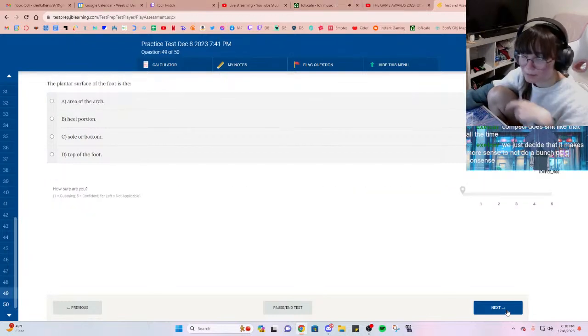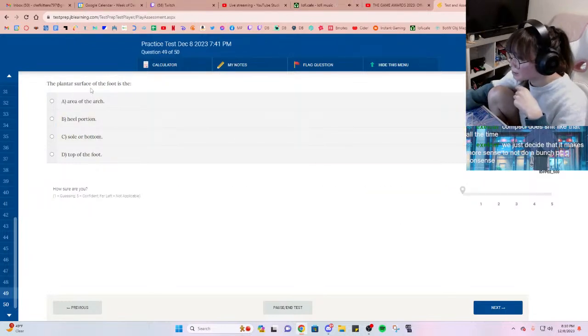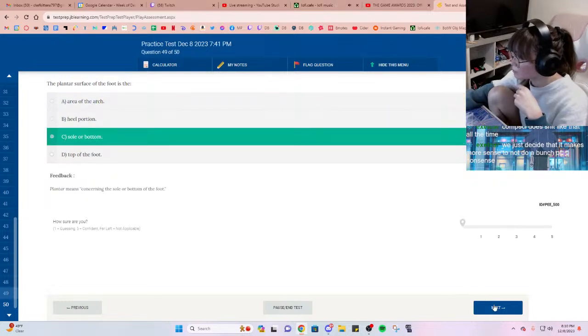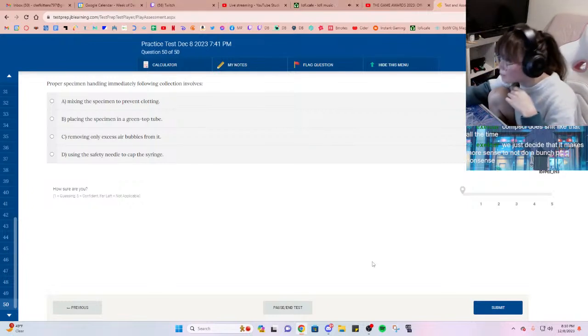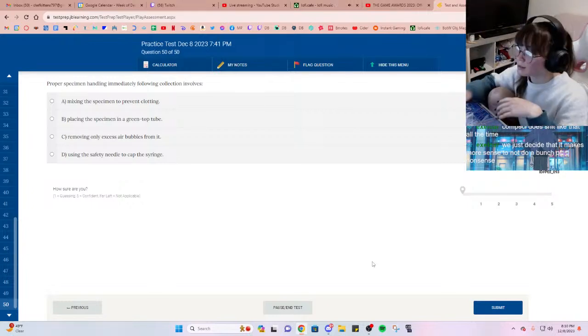Remember that. The plantar surface of the foot is the sole or bottom. This is also the plantar surface of your hand. This is the dorsal surface of your hand.